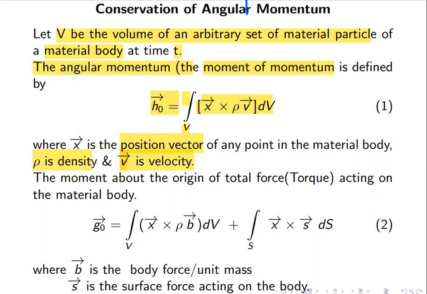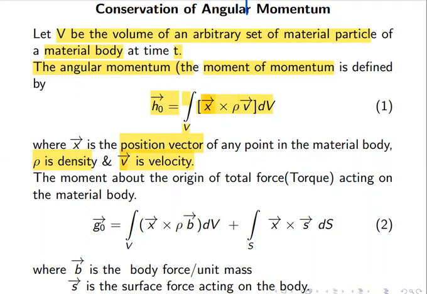So, what is rho v dV? Integral of rho v dV is nothing but momentum, right? Moment of momentum means you have to take this x cross, where x is the position vector of any point in the material body.